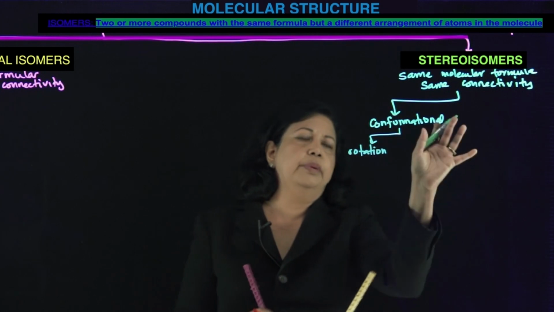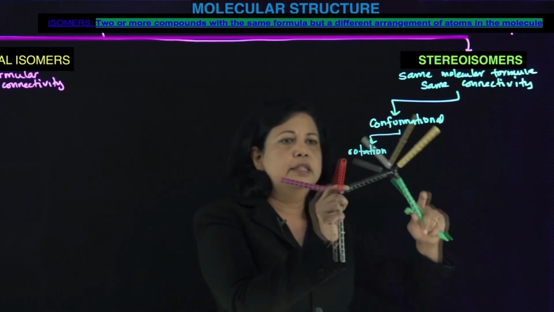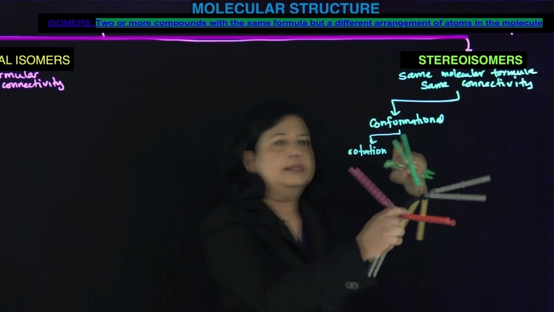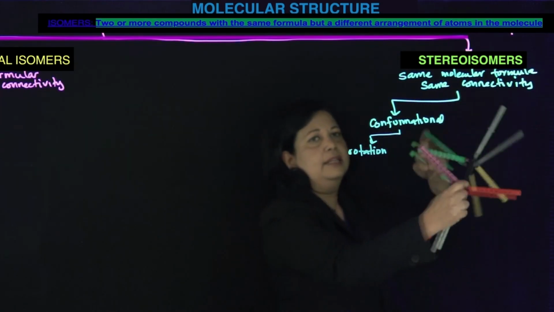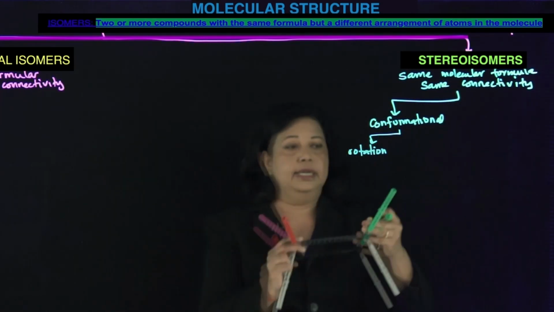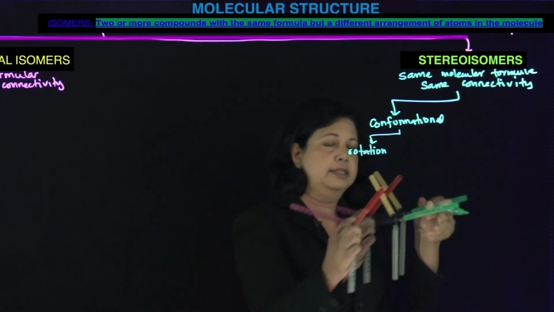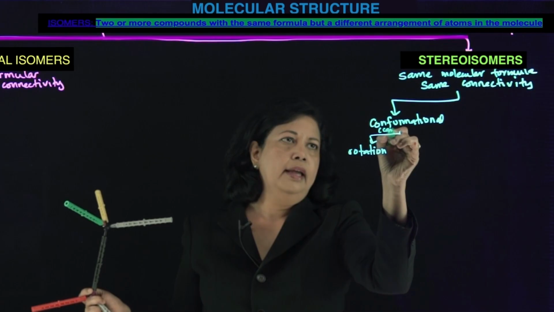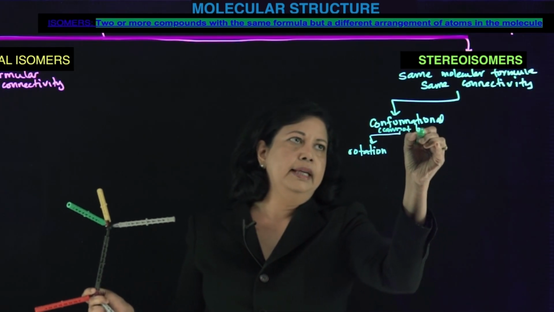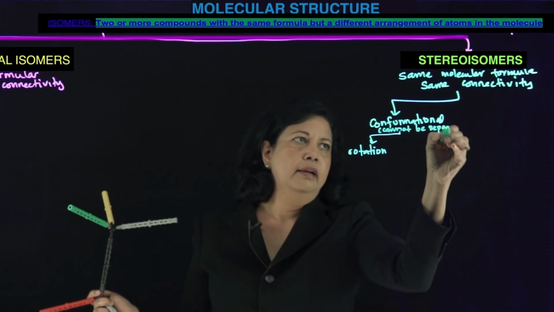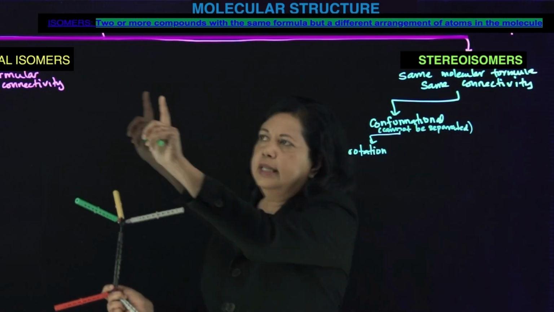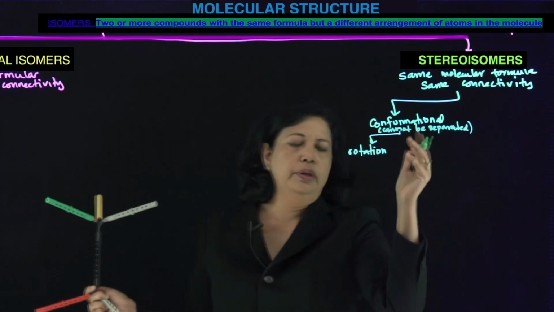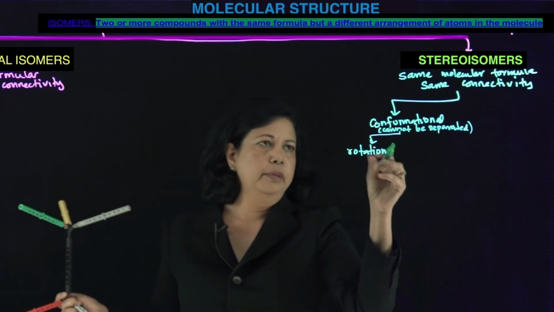And you cannot separate them because this molecule is just going like this, like 10 to the 9 times per second. It's going to be rotating. How will you isolate this from this? It's impossible. So these cannot be isolated, cannot be separated. These can, they have different boiling points, melting points, you can separate them.